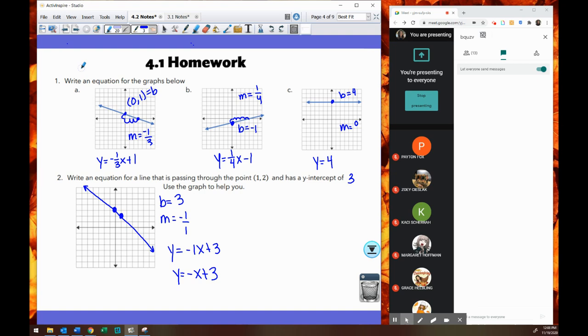So for these first three, I first figured out what my y-intercept was, so it's at a value of 1. Then I figured out the slope by figuring out the vertical change and the horizontal change, which was negative 1/3. So then your form for slope-intercept.